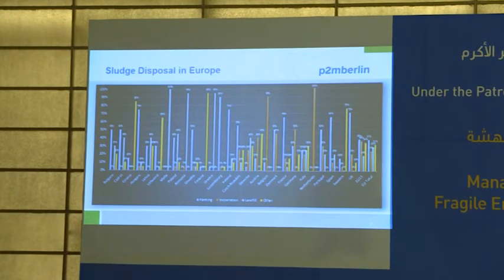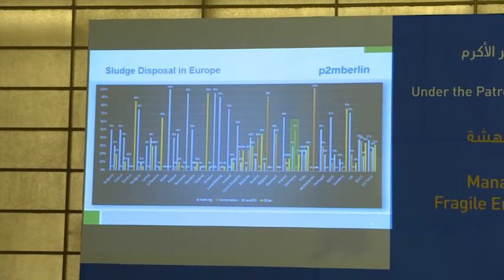In the more eastern countries, you have mostly landfill and farming, whereas in the more Western, old EU countries, you have increasing incineration. The maximum is in the Netherlands, where they have 100% sludge incineration. All of the sludge is being incinerated.